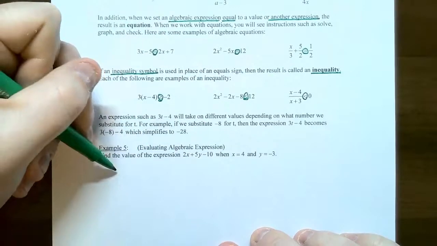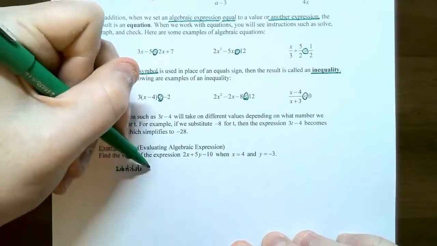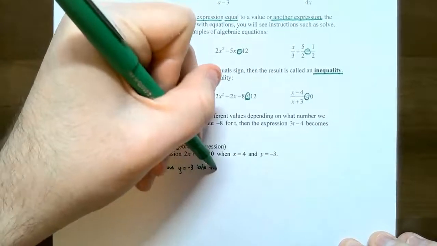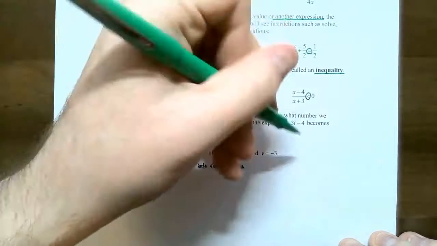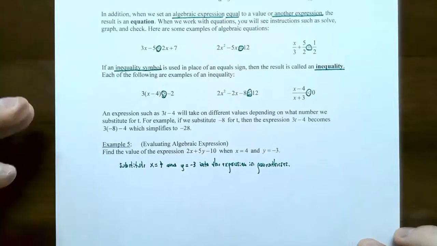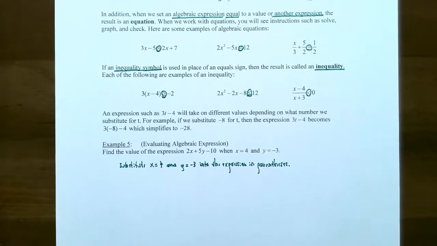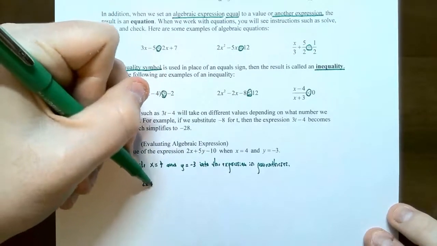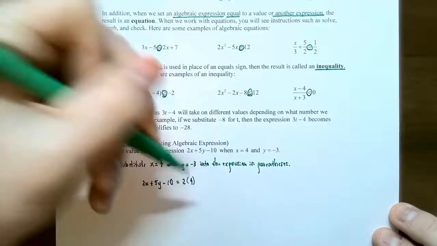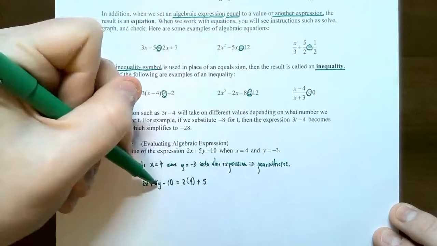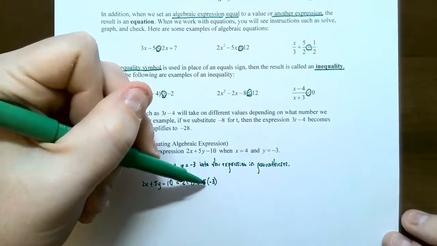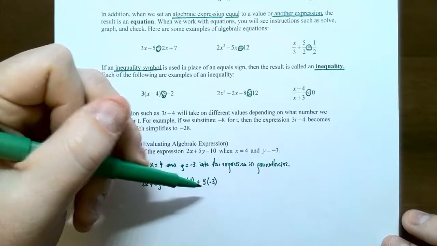So to find the value, we need to substitute x equals 4 and y equals negative 3 into the expression, in parentheses. So again, anytime you do substitution, you always replace the variable inside parentheses with the number you're replacing it with. So 2x plus 5y minus 10 becomes 2 times x, so x is replaced inside the parentheses with 4, plus 5 times y, so replace y with negative 3 inside the parentheses. Now notice, if you don't have parentheses, you would look at this and go 5 minus 3. So the parentheses is important, so make sure you enclose the number inside the parentheses. Then subtract 10.